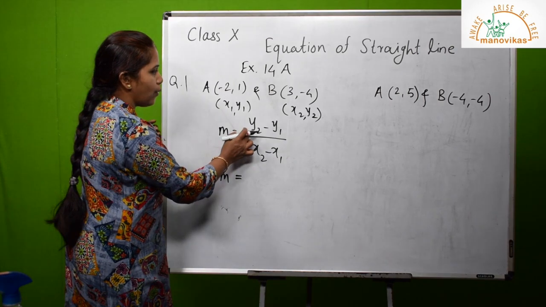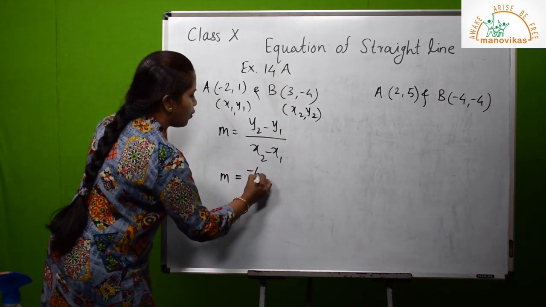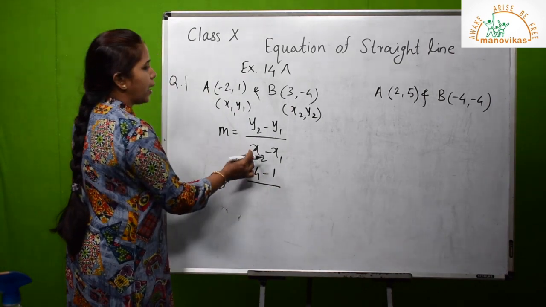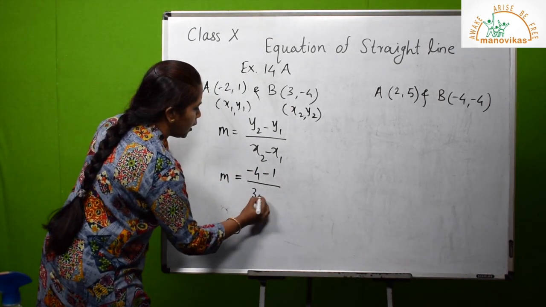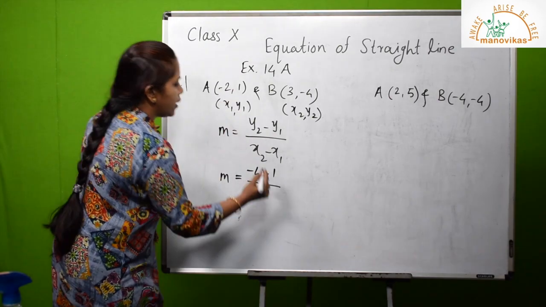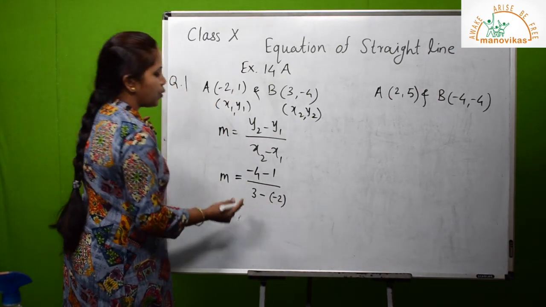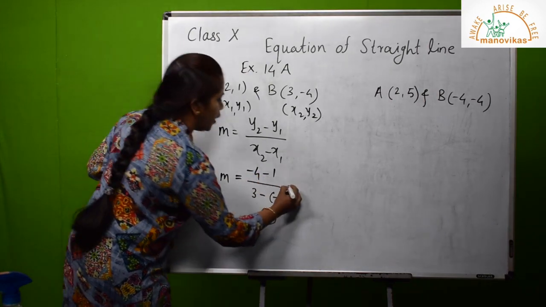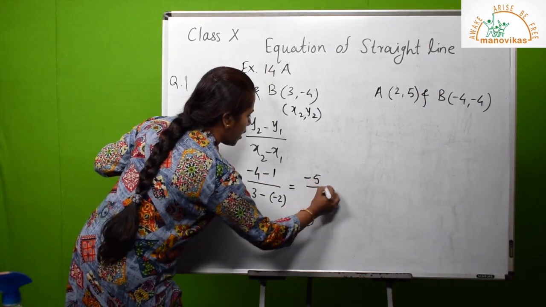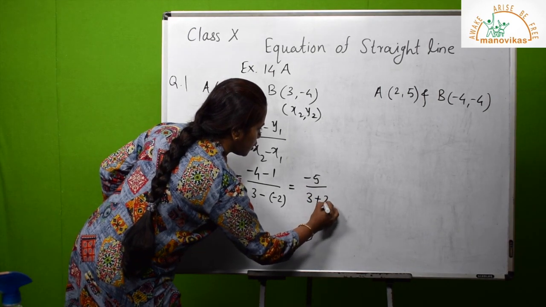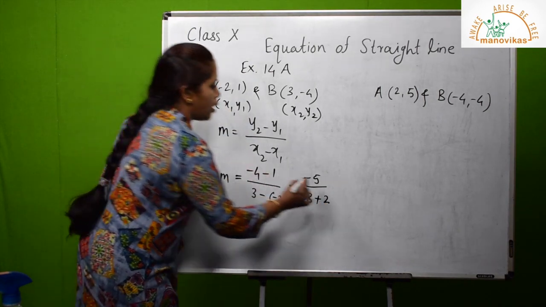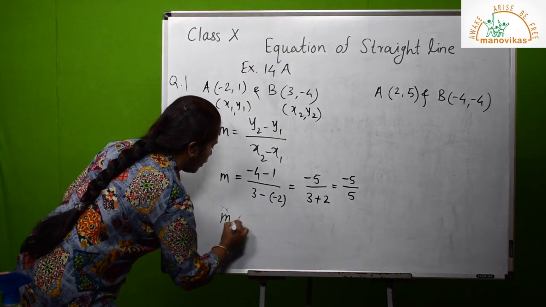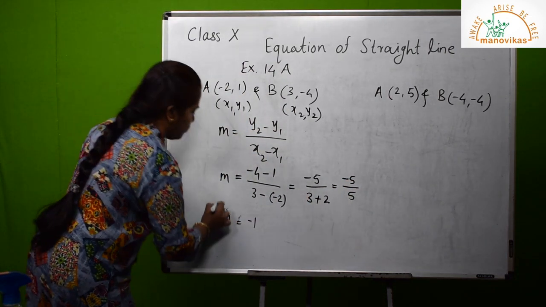m is equal to here y2, that is minus 4 minus y1 is 1 divided by x2, that is 3 minus x1 is minus 2. So minus 4 minus 1 upon 3 minus minus 2, that is minus 5 upon 3 plus 2. Minus minus becomes plus. So it is minus 5 upon 5. So slope value will be minus 1.